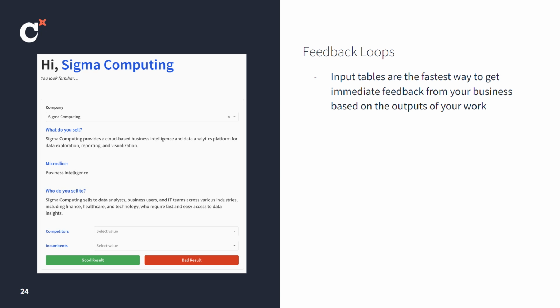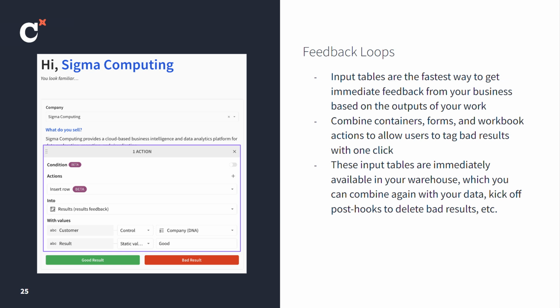So in this example, we're looking at that micro slice example, and this is Sigma, so it's not all that interesting. But you can see this little button right here, good result, bad result. Now it seems super trivial, but what this ends up doing is, if we look at our ability to use workbook actions, so all I'm saying is, if I'm a salesperson and I see the results and I think they're a load of crap, all I can do is click this button, good result or bad result. What that ends up doing for us is it writes it to an input table.